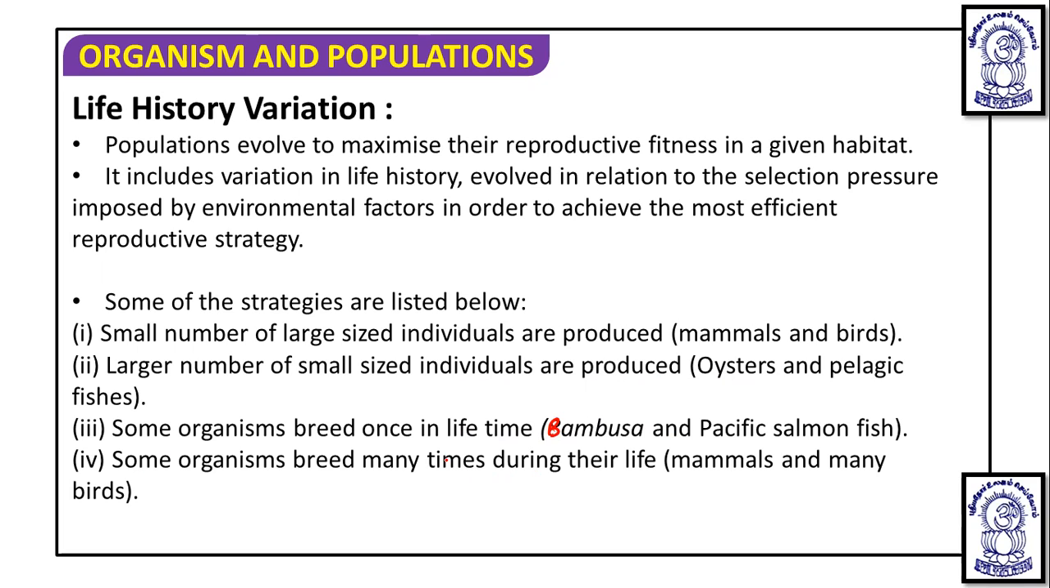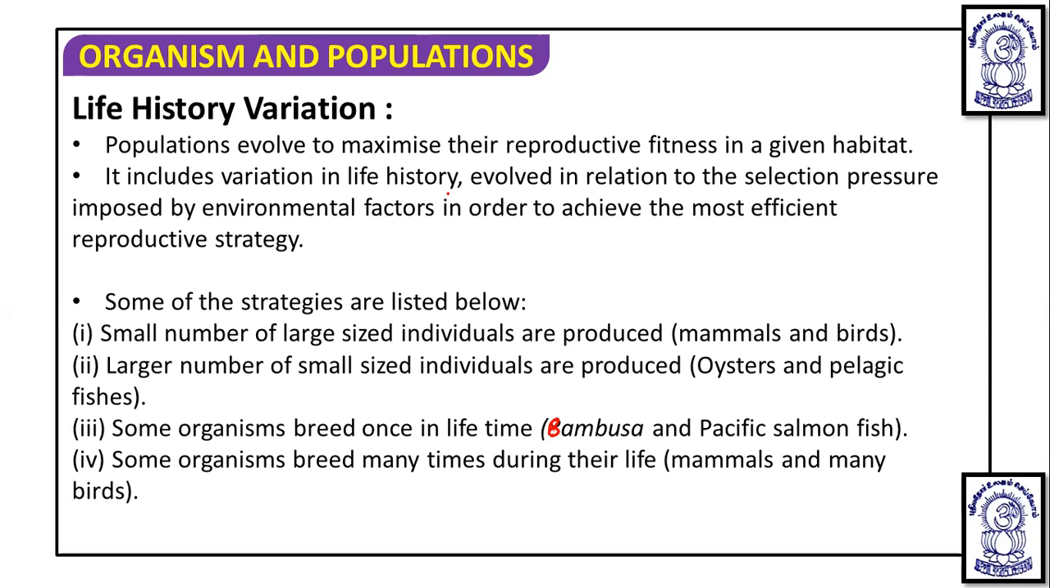So according to ecologists, the life history traits of organisms have evolved in relation to the constraints imposed by the biotic and abiotic components of the habitat in which they live. So organisms evolved different strategies to achieve Darwinian fitness in relation to the pressure imposed by both abiotic and biotic factors, which exist in the surrounding environment or habitat of the particular area.